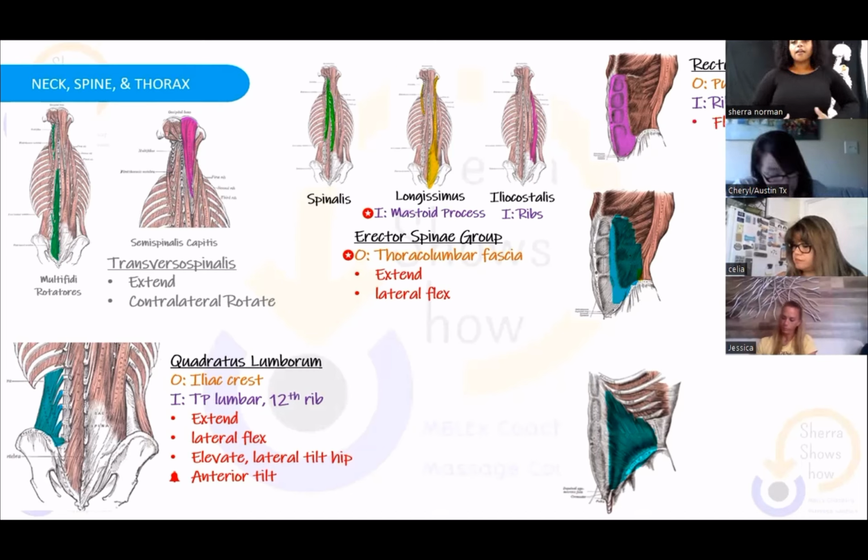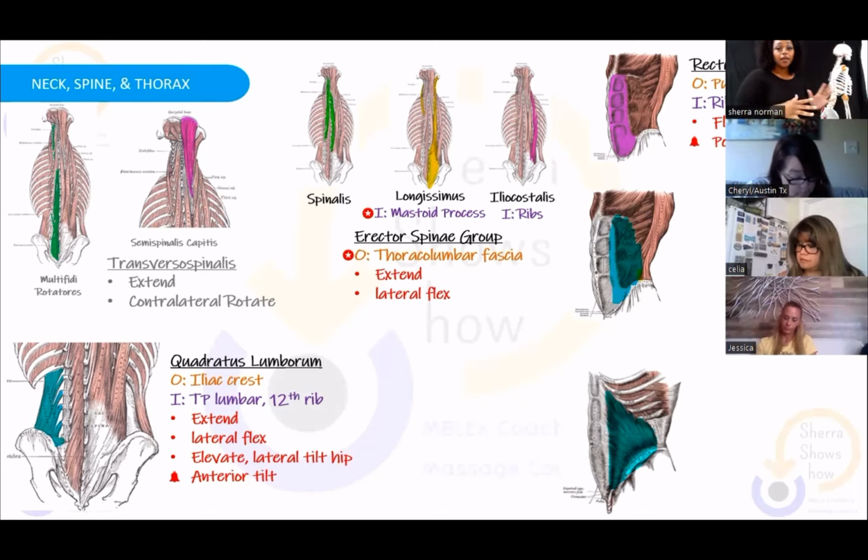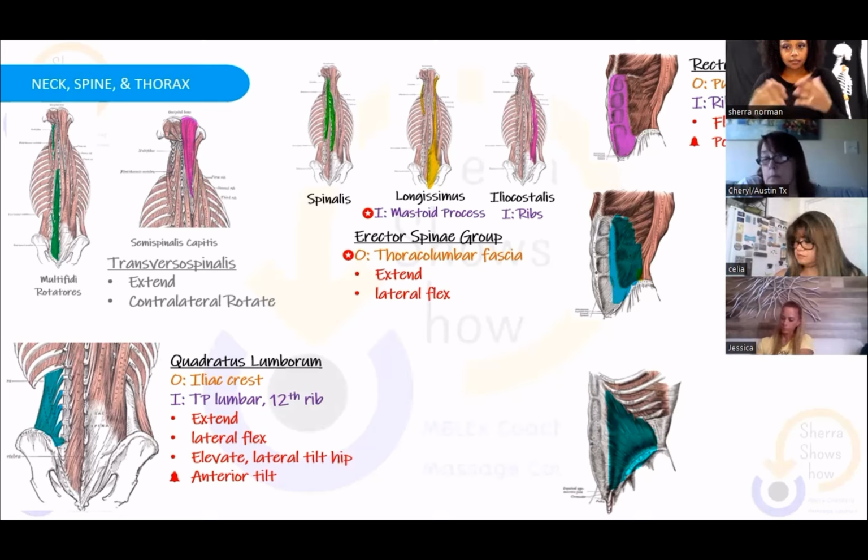It's going to flex your trunk, okay? Flex your trunk and posterior tilt. It is a posterior tilt muscle. So it's the opposite of your QL, which is going to anterior tilt. If this gets tight, it's going to posterior tilt. This band is going to contract and pull your pelvis into a posterior tilt, okay? You do want to remember that. They will talk about the rectus abdominis being a posterior tilt muscle, okay?